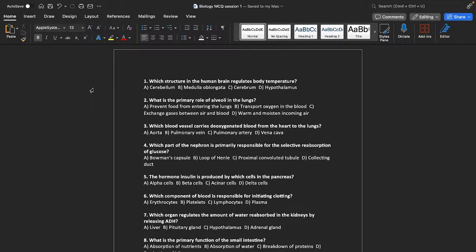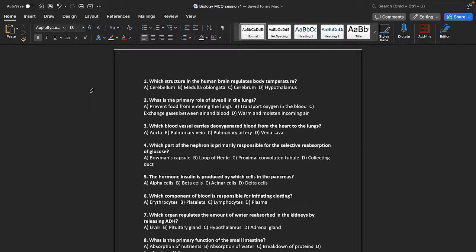The hormone insulin is produced by which cells of the pancreas? Alpha cells, beta cells, acinar cells, or delta cells? So out of here, the alpha cells are responsible for the production of glucagon. Beta cells is the correct answer. So beta cells is what produces insulin, and delta cells are also found in the pancreas. They produce what we call somatostatin.